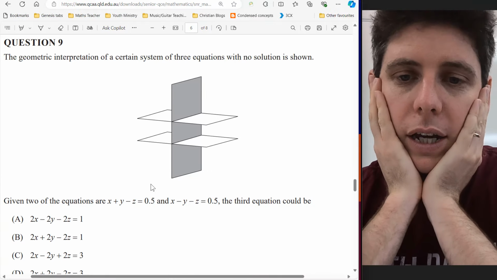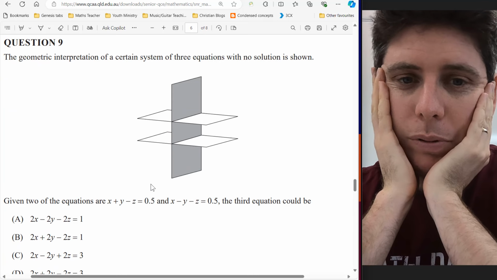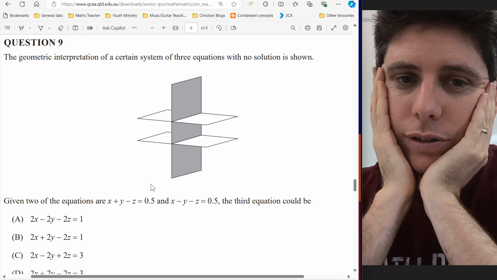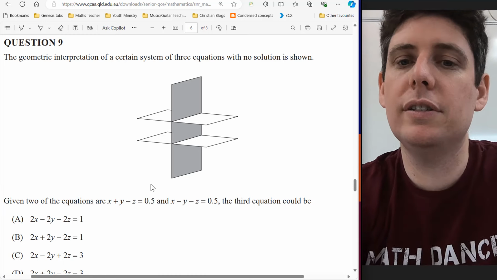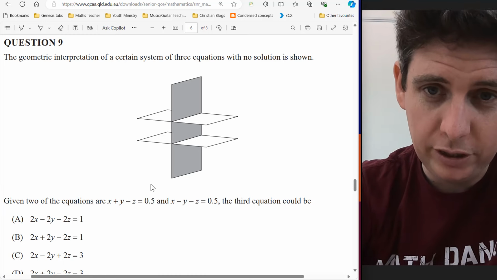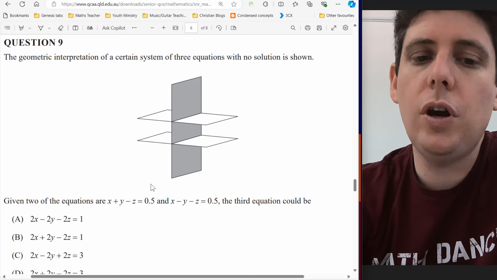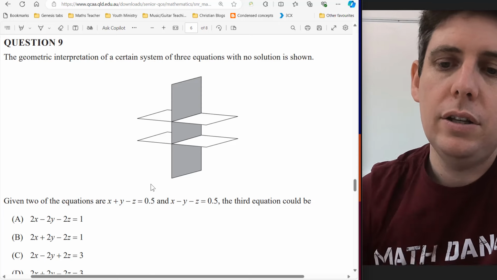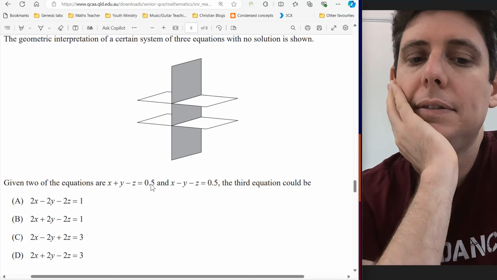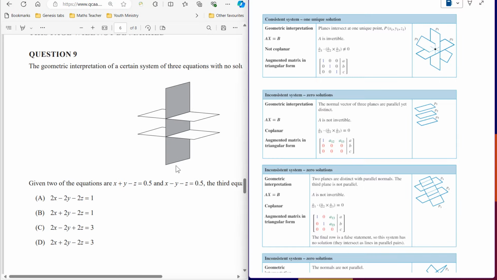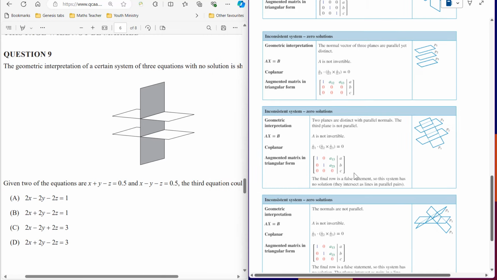Question 9. This looks like intersection of planes, probably something to do with three cases of solutions. The geometric interpretation of a certain system of three equations with no solution is shown. So all three planes are not intersecting at the same point. Given two of the equations are this, the third equation could be. If we look at the different types of solutions for three planes intersecting, no solution has to end up with this sort of matrix that has all zeros at the bottom and a constant.